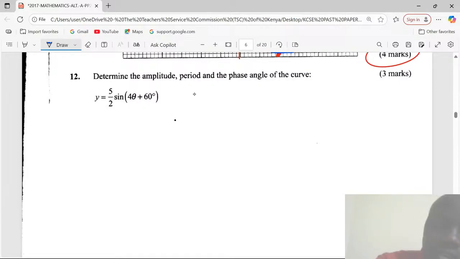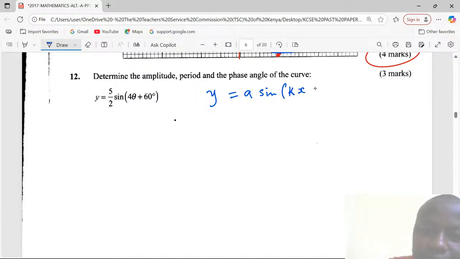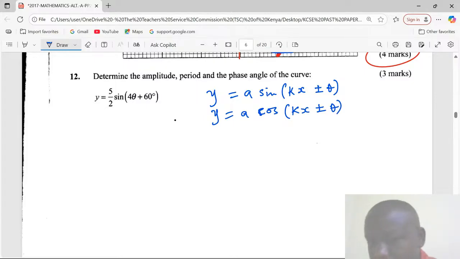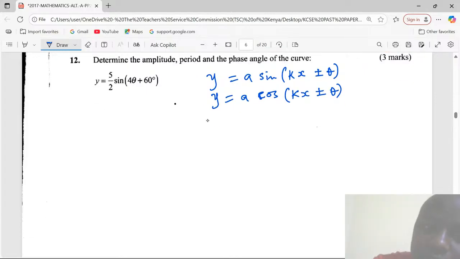We are supposed to know generally that when we are given y equals a sine of k multiplied by x, then plus or minus a certain angle, and it can even be a sine function or a cosine function, kx plus or minus an angle like that, then A is usually the amplitude.